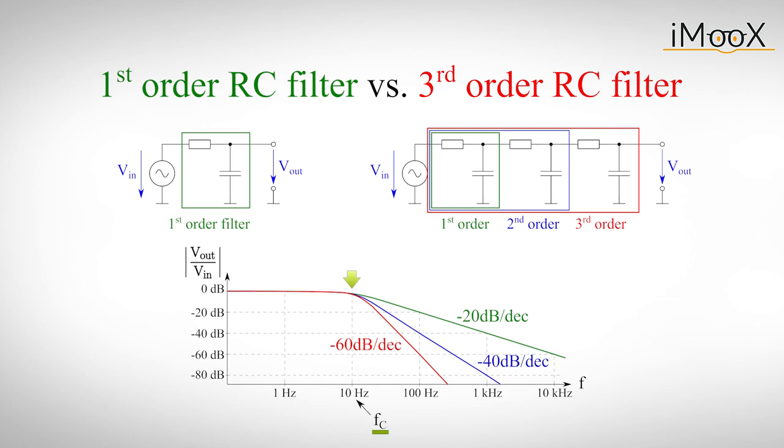You can see this in the transfer function. A first-order filter will decrease the output voltage by -20 dB per decade compared to the input voltage. A second-order filter will attenuate the signal by -40 dB per decade. A third-order filter will lead to -60 dB attenuation per decade, and so on.